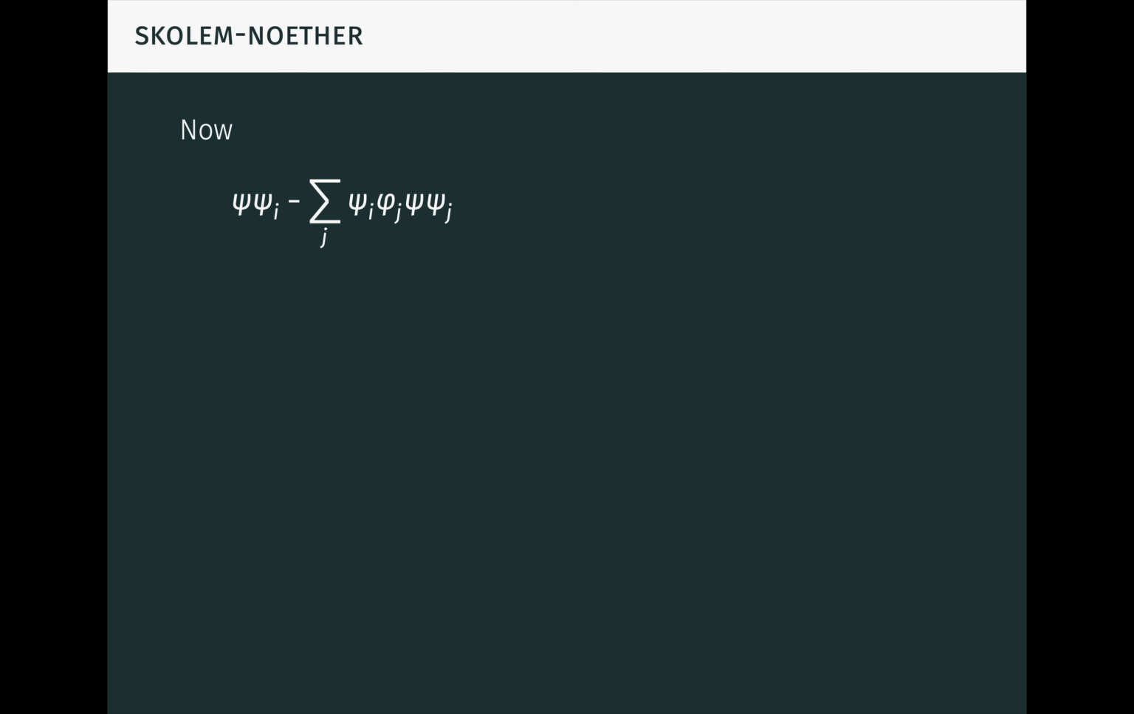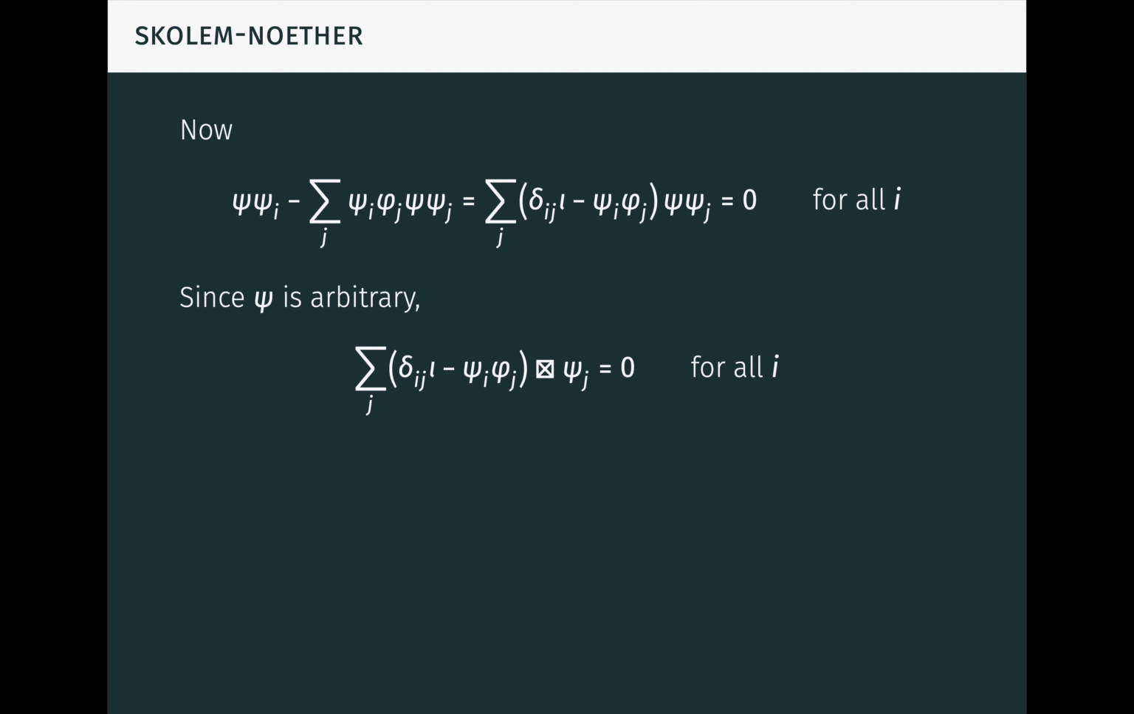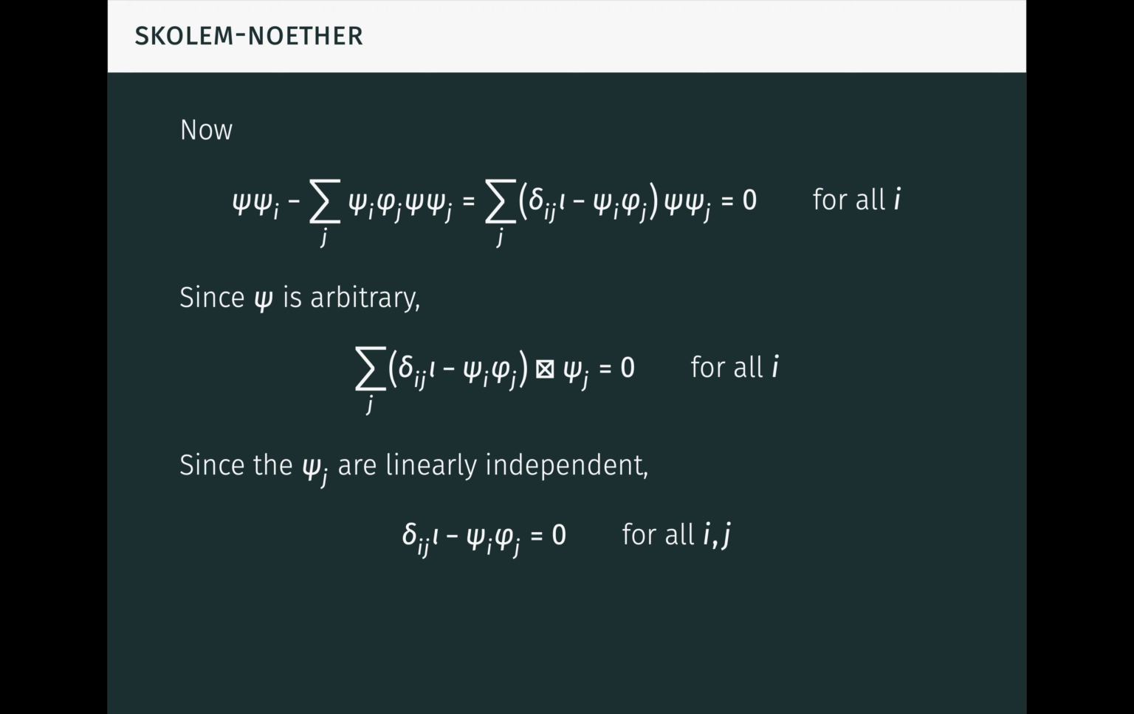Looking closely at one of those components, we see that we have psi psi i minus a sum over j which has psi psi j on the right. We can express the whole thing as a sum over j using a Kronecker delta times the identity transformation as seen here. And we have that this thing is equal to 0 for all i. But now since psi is arbitrary, we actually have a sum of decomposable tensors equal to 0, one sum for each i. And since the psi j are linearly independent, all of the first components from these sums must be equal to 0. This is juicy.